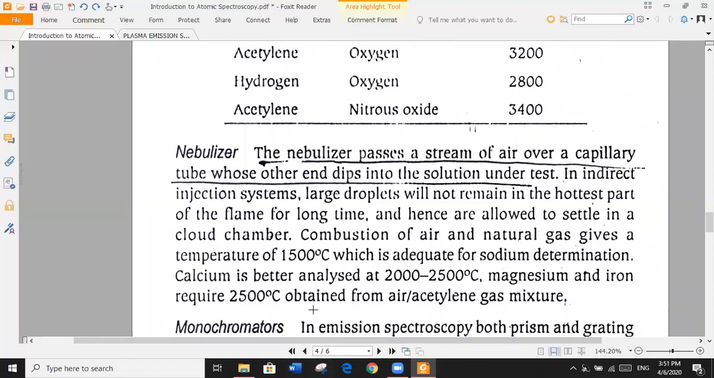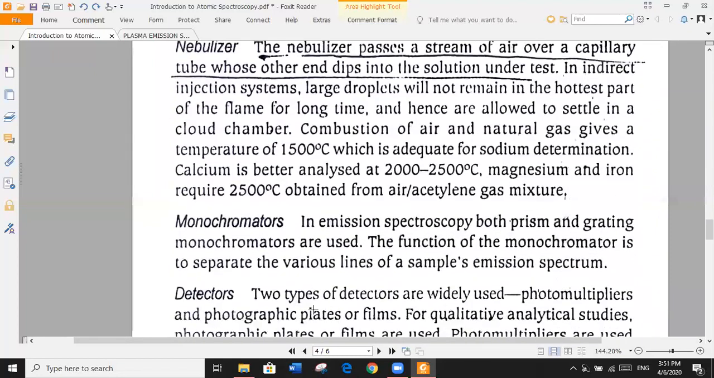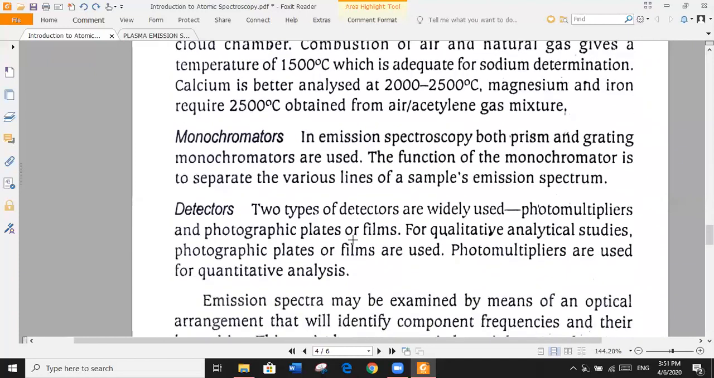Now, the role of monochromators. In emission spectroscopy, both prism and grating monochromators are used. The function of a monochromator is to separate various lines of a sample's emission spectrum. Out of many lines, we need to choose the emission spectrum coming out of the sample, and for that, prism or grating are used as monochromators.